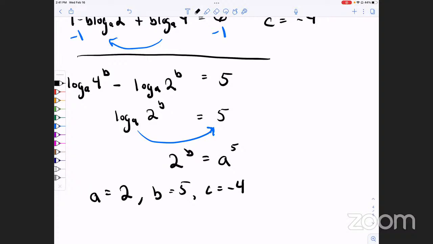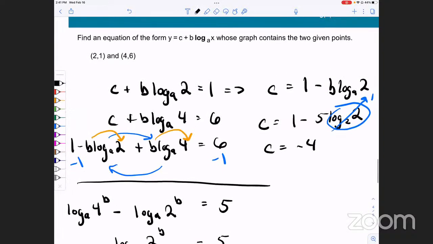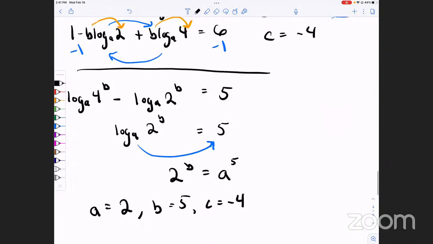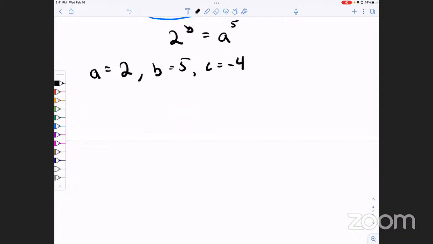Okay. So then if that's our A, B, and C, C plus B log base A. So then if we apply it to the model, C plus B log base A of X equals Y. And I'm just going to switch them around. Long story short, the model that we get is Y equals negative 4 plus 5 times the log base 2 of X.